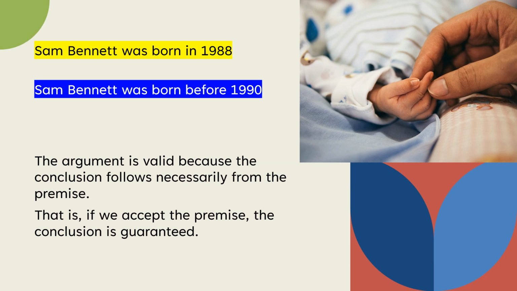Let me explain why it's valid. Here's one way of putting it: the conclusion follows necessarily from the premise. Let me put it another way. If we accept the premise, that I was born in 1988, then it's guaranteed that I was born before 1990. So let me say that again. The reason it's valid is because if we accept the premise, then the conclusion is guaranteed.